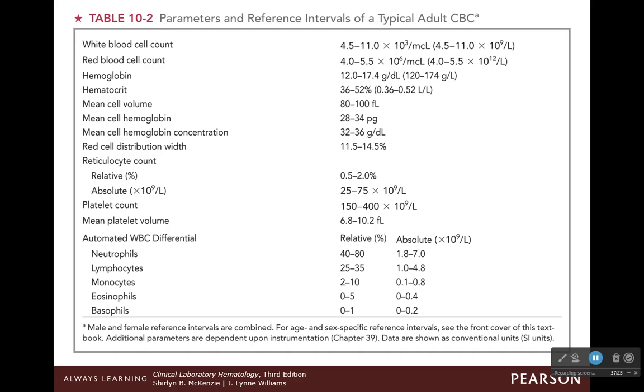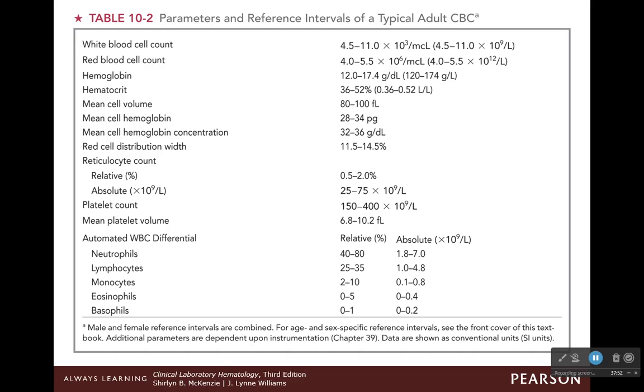Red cell distribution width. This lets us know that there are different sizes of red cells in our blood. The higher the percentage, the more different sizes you have. And the term for that, we're going to talk about it in a minute, is called anisocytosis. I'll put it up there in just a minute. I have to write it down. We'll talk about that in just a minute.